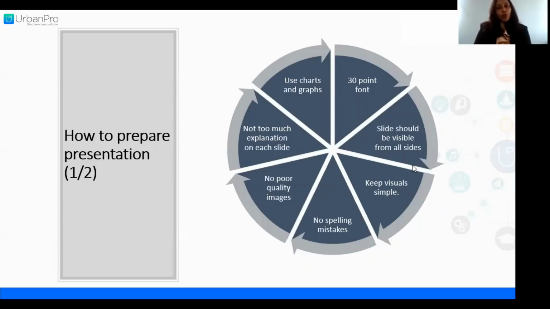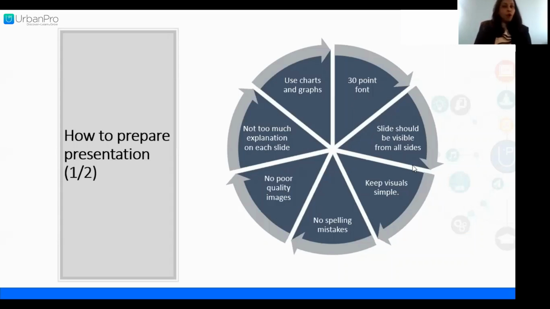Now I will give you a few tips about how to make your presentation and how to present it. As we already covered charts and graphs, so use charts and graphs. The standard font size which should be used for presentation is 30 points, so try to keep to that size. But if required, if you have a little bit more data, then maybe you could use a little smaller size. But it should not be so small that people can't read it.